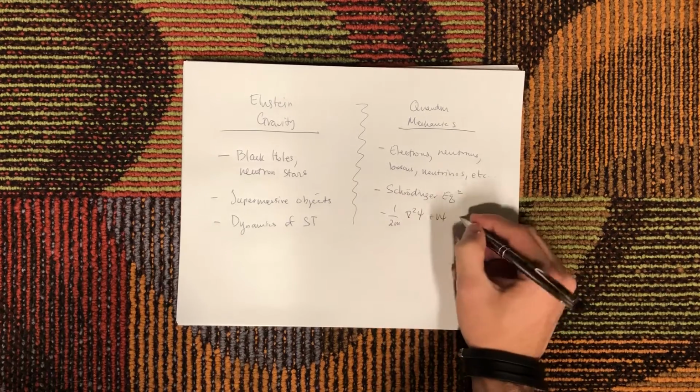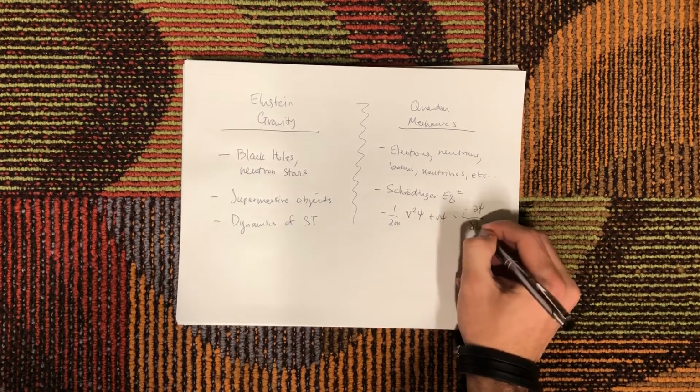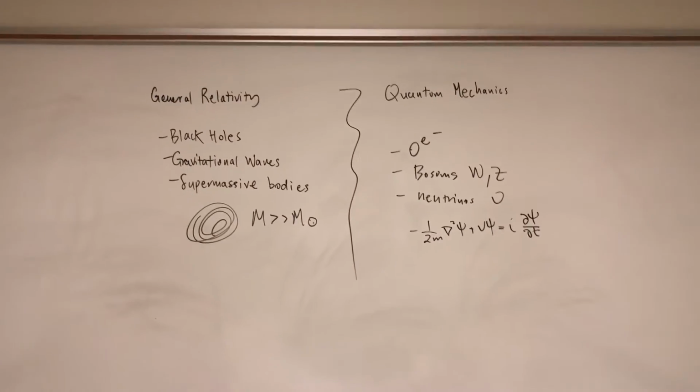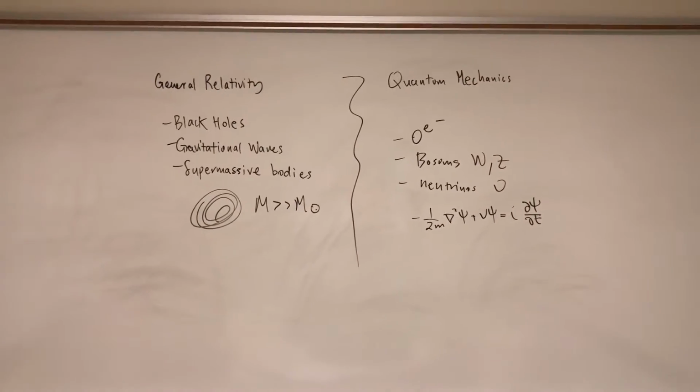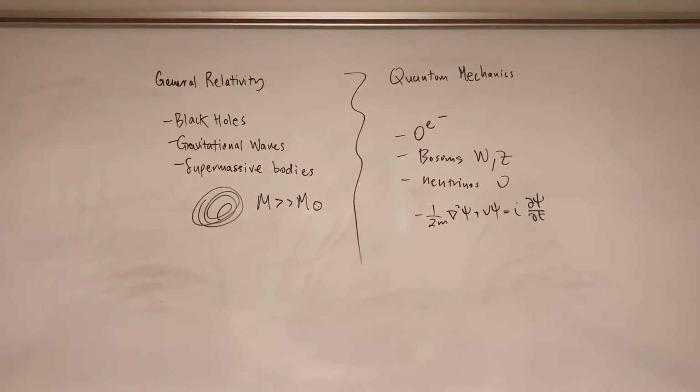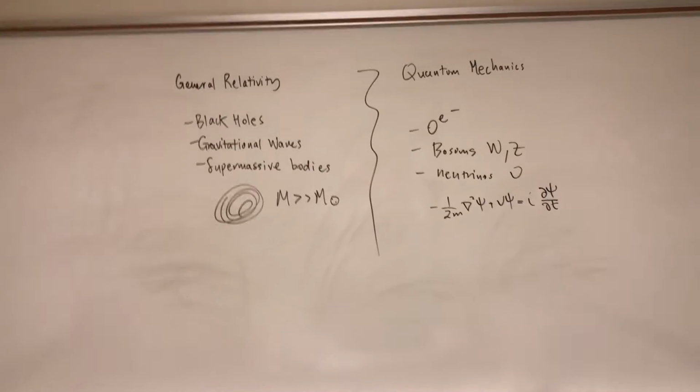So this is the problem right here. We have this theory that describes the very big, and we have this theory that describes the very small. And one of the major goals, actually the major goal in physics, is to combine these two theories. We want a unified theory.